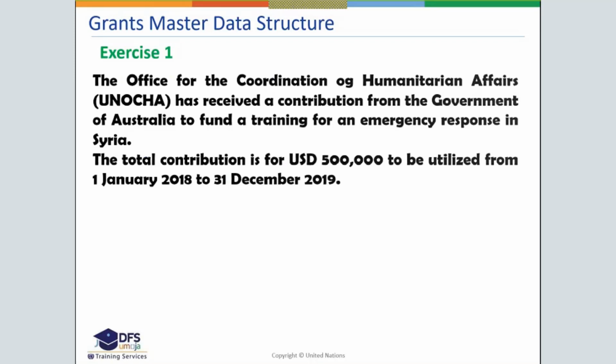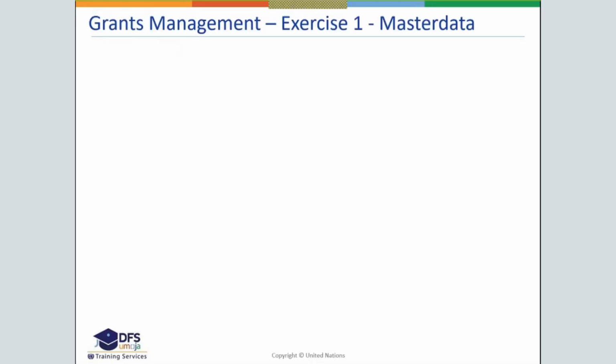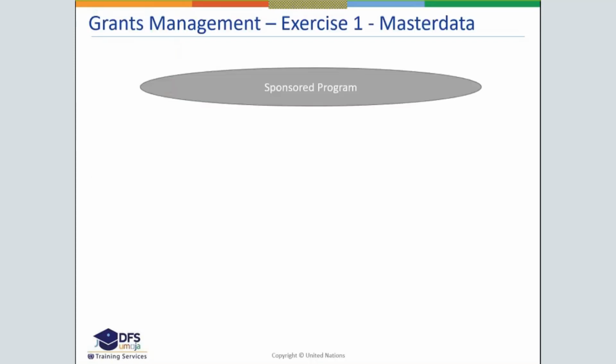Which master data are we going to create in our system? I think this one is very easy. We are going to create a sponsor program. How many donors do we have? One donor. The contribution is in US dollars, so we will have an S1 grant.